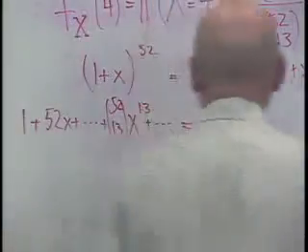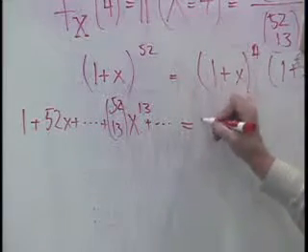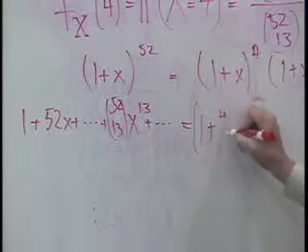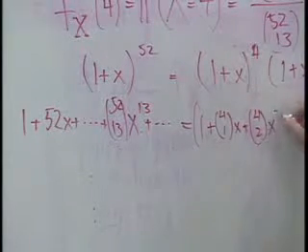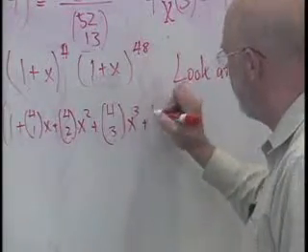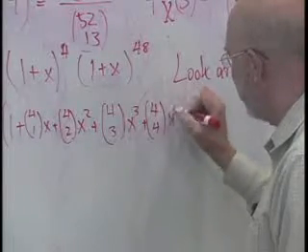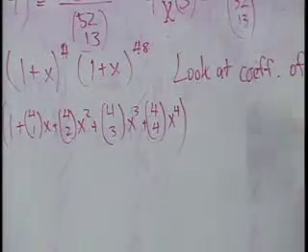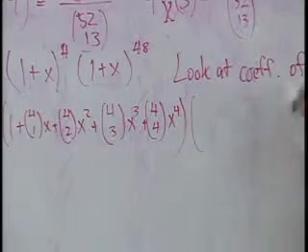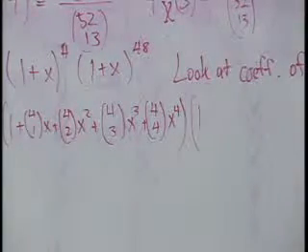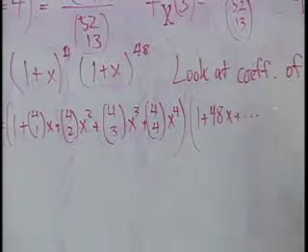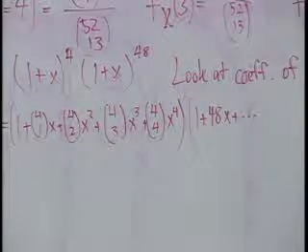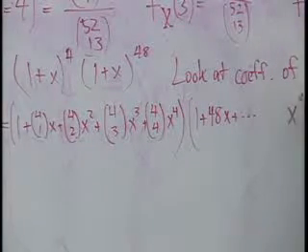Now let's look at this side. 1 plus x to the 4th is easy. That's 1 plus 4 choose 1, x plus 4 choose 2, x squared plus 4 choose 3, x cubed plus 4 choose 4, x to the 4th. Right? And now this next one has a bunch of terms that are of interest to us. It starts 1 plus 48x.